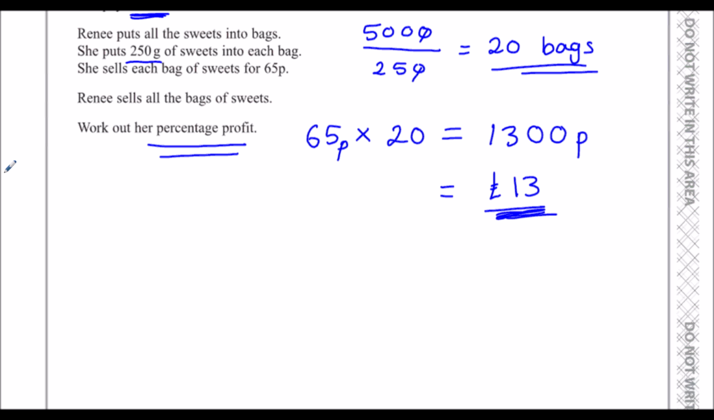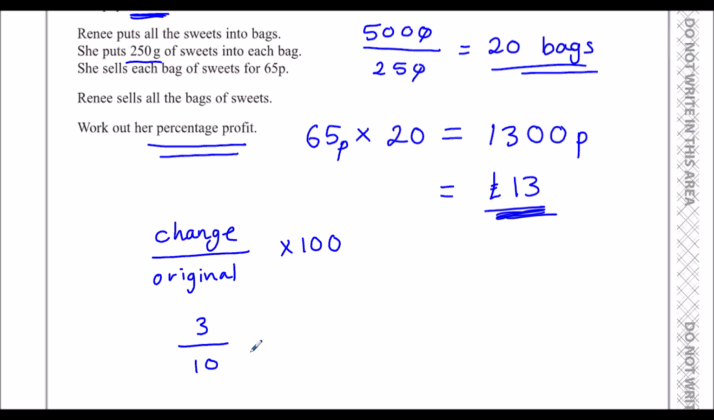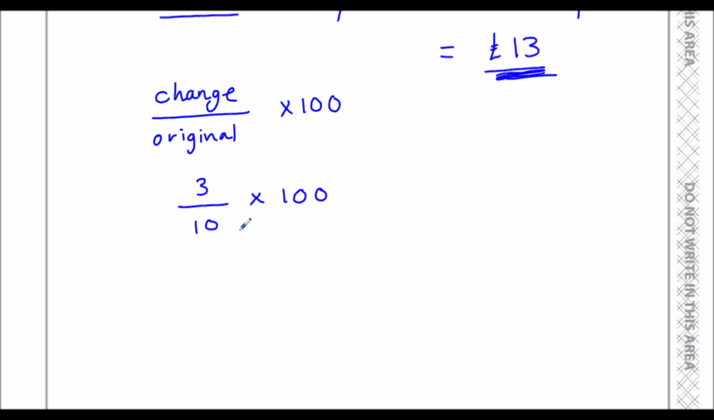So percentage profit is like percentage change. It's the change, so how much it's gone up by, divided by the original, and times 100. So how much has it gone up by? It's gone from 10 to 13. So it's gone up by 3. Over the original, which is 10, times 100. So 3 over 10 is 0.3 times 100, that's 30. So 30% profit. It's gone up by 30%.